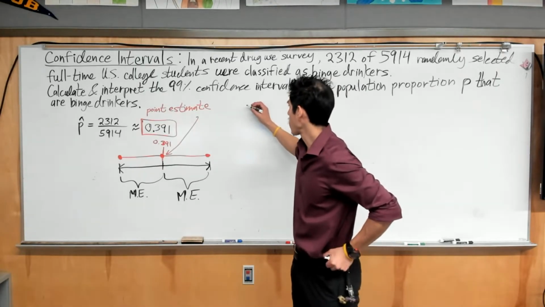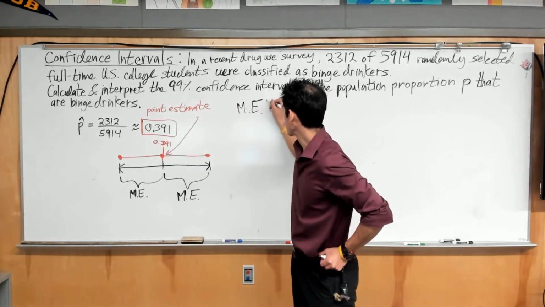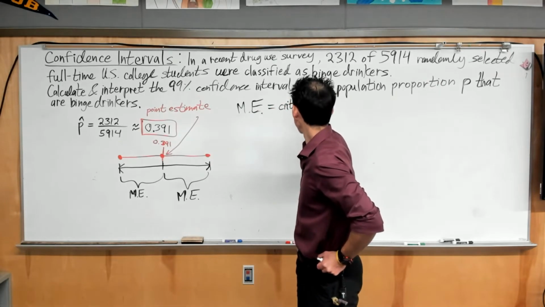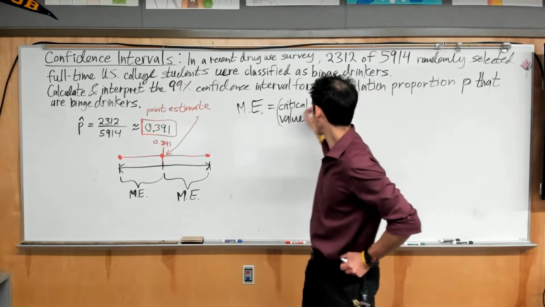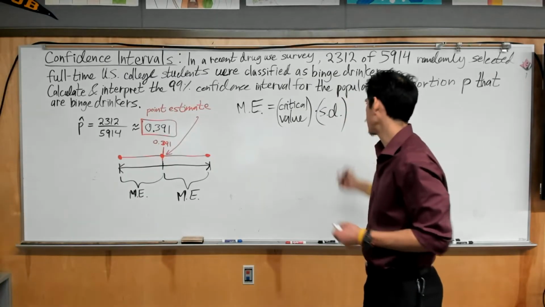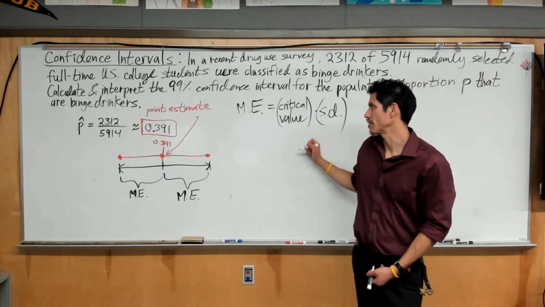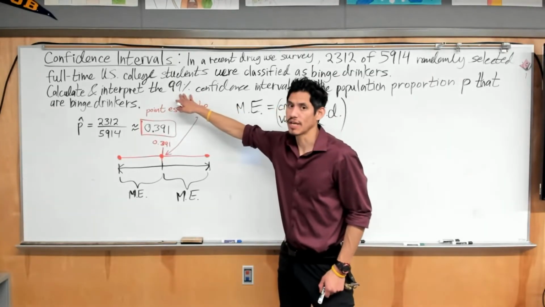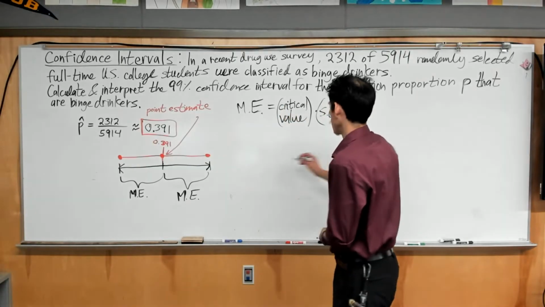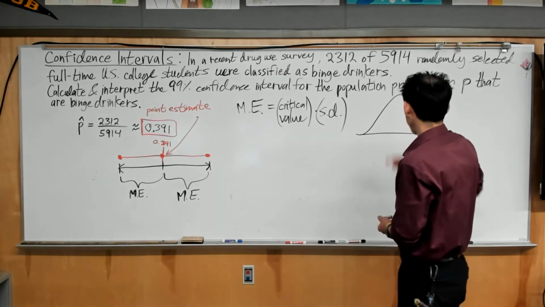So what we have is our margin of error will be equal to our critical value times the standard deviation of the statistic, which is SD. The critical value is basically just how many standard deviations away we want to be. How many standard deviations away is a 99% confidence interval. Now, let's refer back to the early chapters where we first learned about the normal curve, because it's all based off of this.